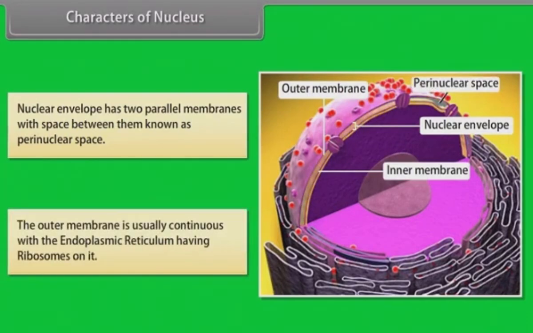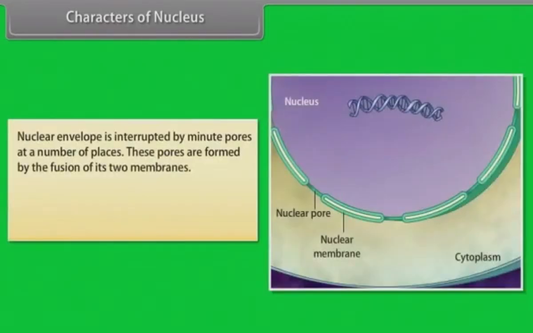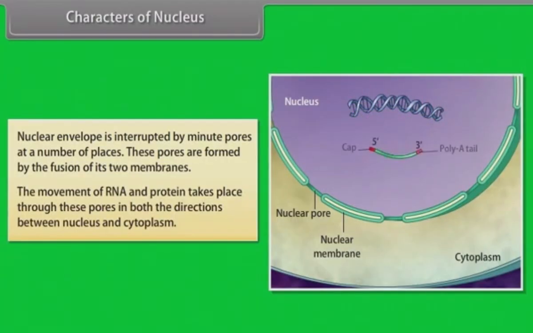The outer membrane is usually continuous with the endoplasmic reticulum having ribosomes on it. Nuclear envelope is interrupted by minute pores at a number of places. These pores are formed by the fusion of its 2 membranes. The movement of RNA and protein takes place through these pores in both directions between nucleus and the cytoplasm.